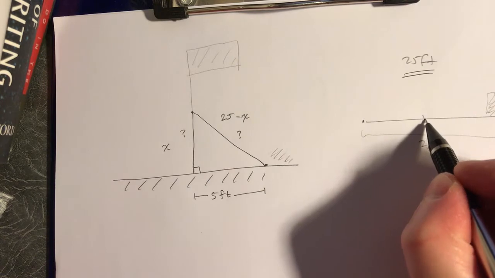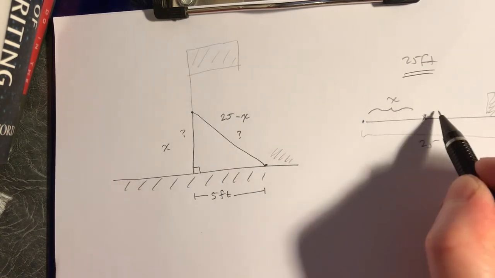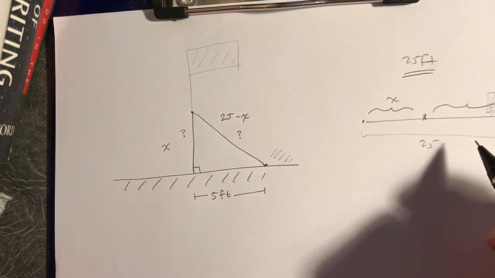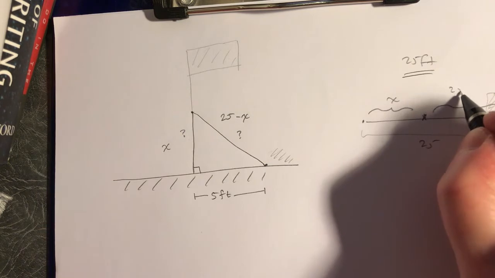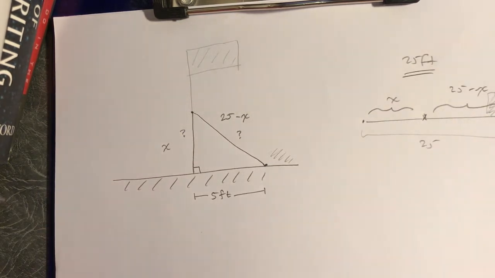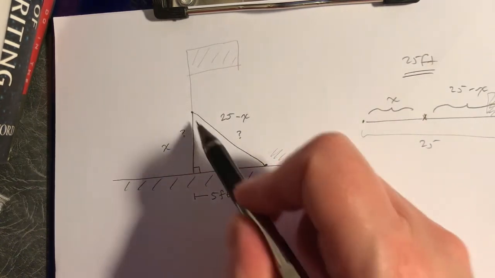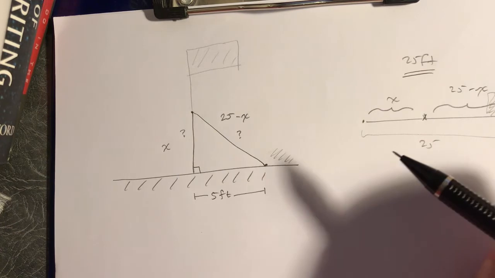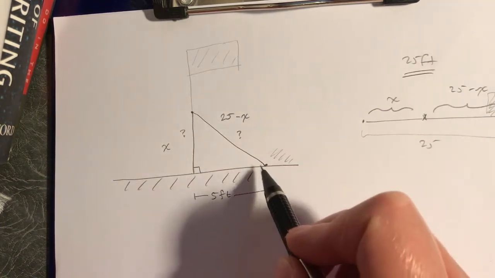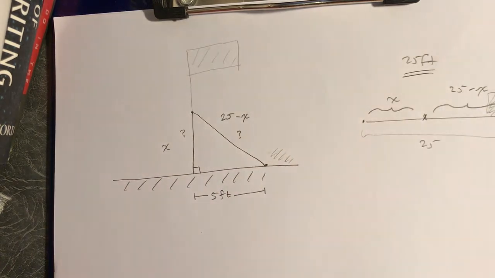If it breaks right here, and I call that length x, then that length has to make up the rest of the 25. I don't need to give it a new variable. I just know that it's the difference from 25. So that's my key. Now I go back and I see that here's our right triangle, and I know this side is x, this side is 5, this side is 25 subtract x, and I can set up Pythagoras.